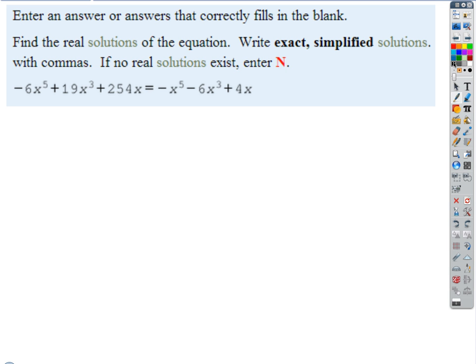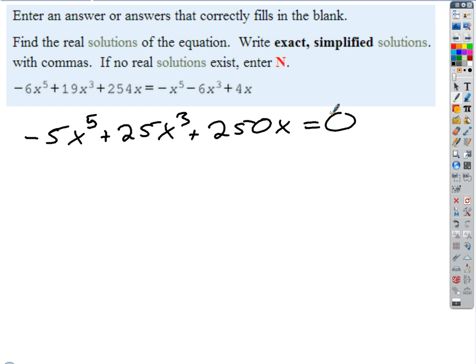Okay. So that's going to give us negative 5x to the 5th plus 25x cubed plus 250x equals 0. Okay, that's a little better. We got it in standard form. Now what? This time it's a little different, isn't it? We don't have an x to the 4th and an x squared and just a constant. So what do we probably need to do here? Yeah, we're going to factor out a greatest common factor.